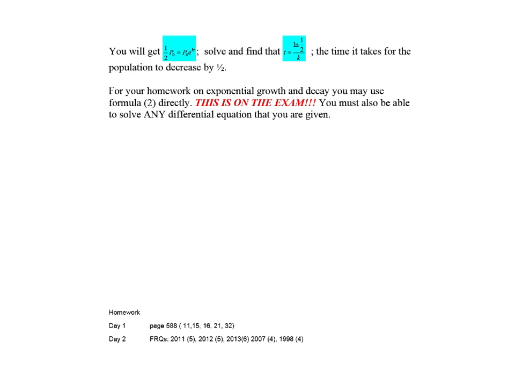This is an important topic. This is a very important formula as mentioned earlier, so make sure that you're privy to that.